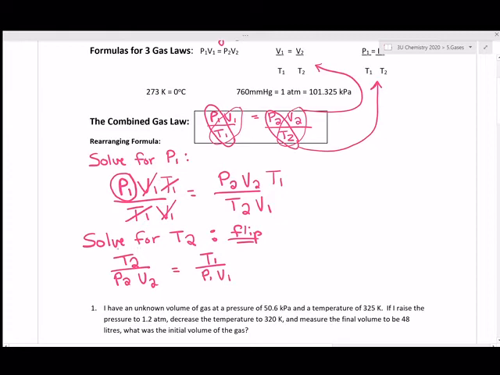And then we want T2 all by itself. Currently T2 is being divided by P2 and V2. So I would need to multiply by both of those to get rid of them, which means I have to do that to this side as well. And then I can cancel. So tidy it up. T1, P2, V2, all over P1, V1.